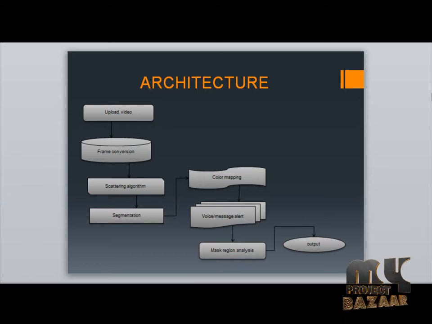The scattering algorithm is used to segment the colors in different ways. After segmentation, you analyze the color mapping, which color will be detected in which place. After detecting the color, you can easily detect the fire.